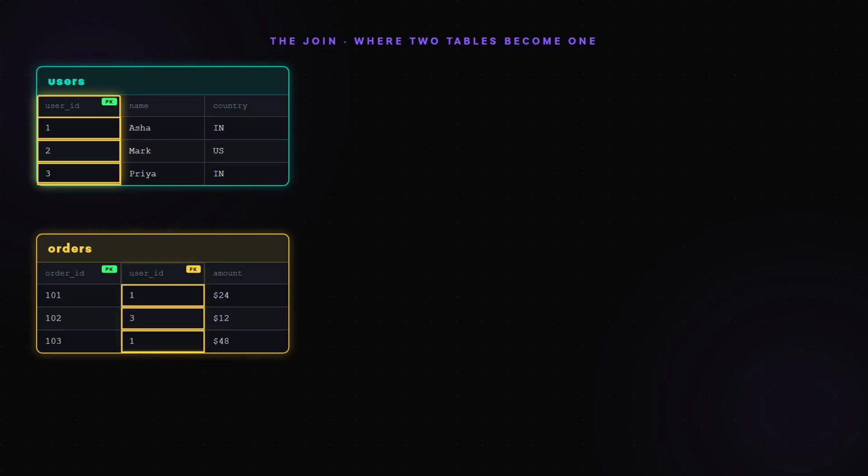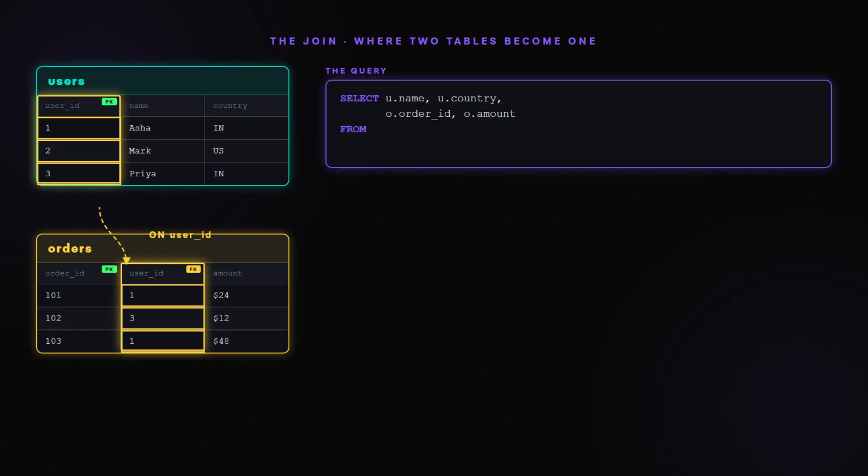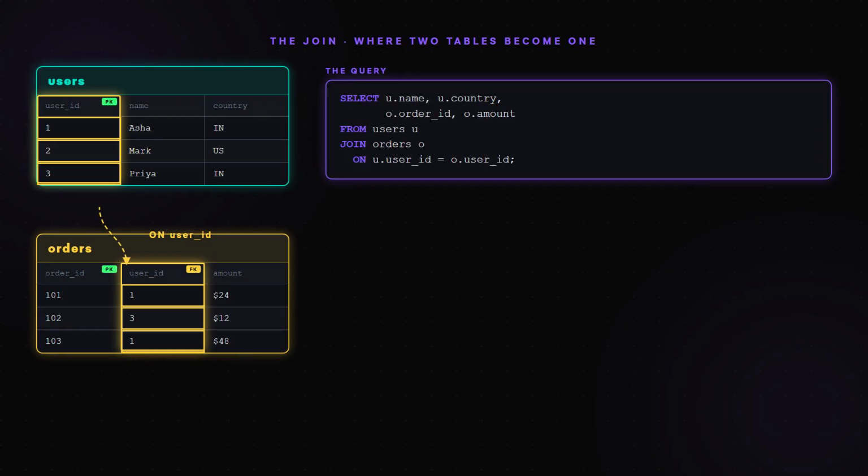Look at that middle column. That user ID is not the order's identity. It points back to the users table. That's the foreign key. It's how the orders table says this order belongs to that user. Two tables, one shared column, that's the relationship. Now the magic. The query at the top right says select everything from users joined with orders on the user ID column.